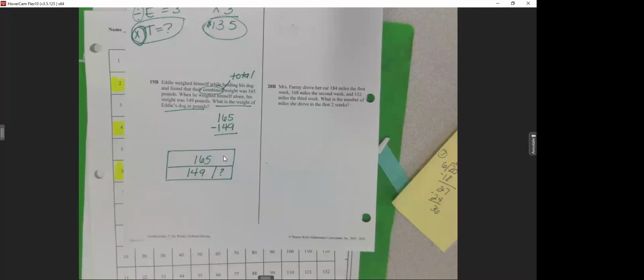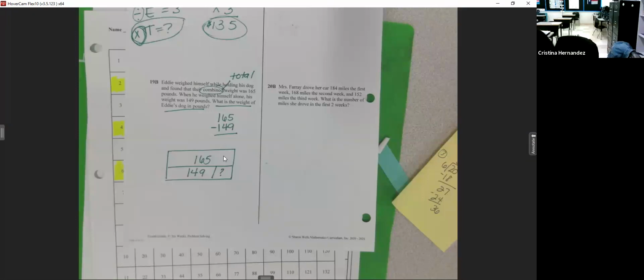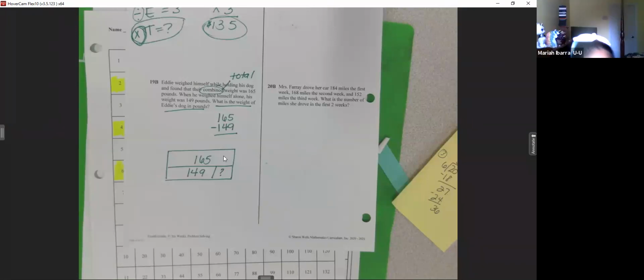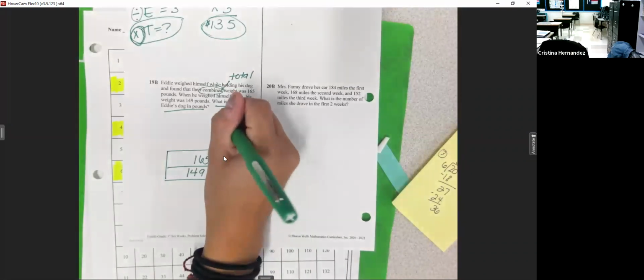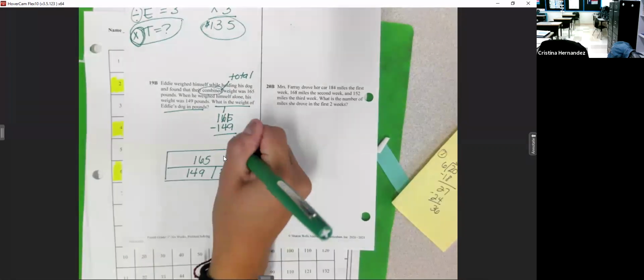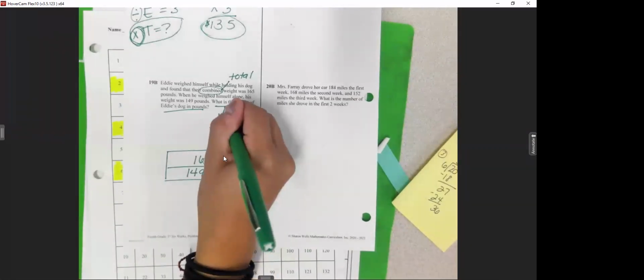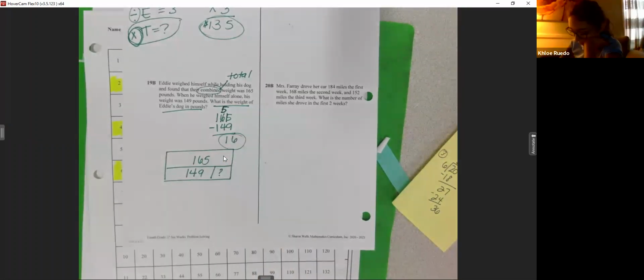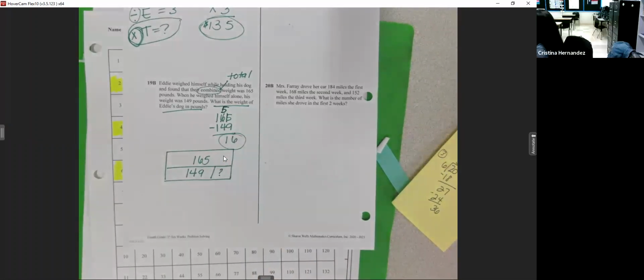I got the answer 16. Is that right? I think that might be right. I got 16 too. Yep, then it's probably right. Yeah, Miss Hernandez, I got 16. That is the right answer. Good job. Look at y'all working this out.